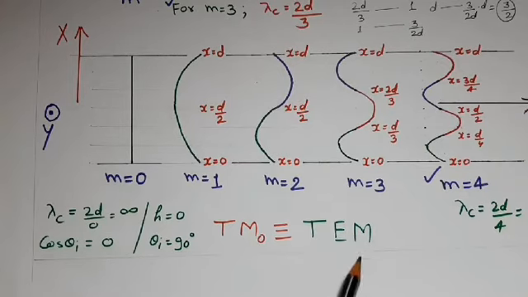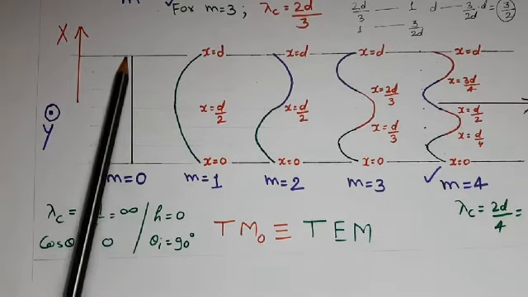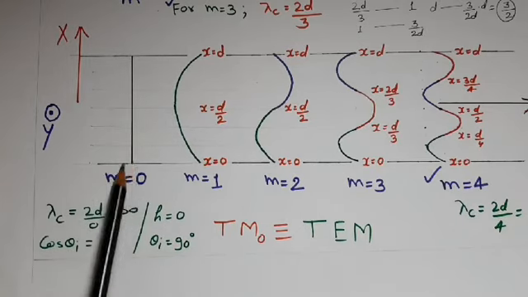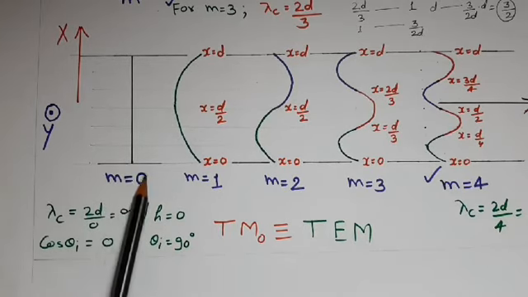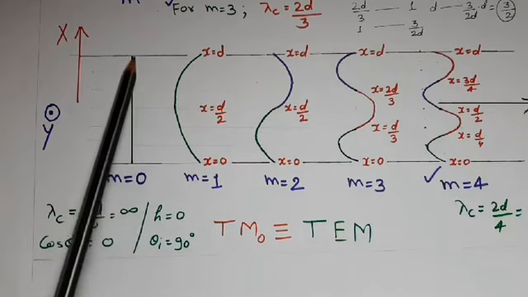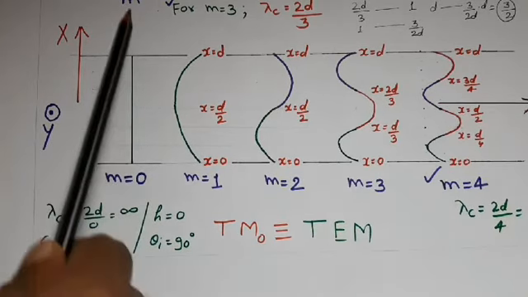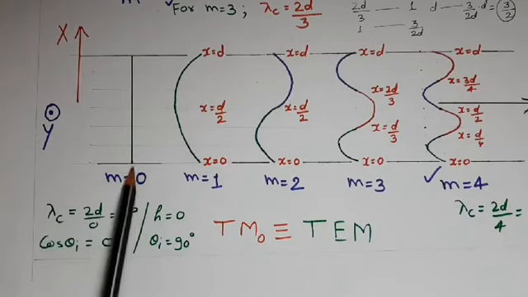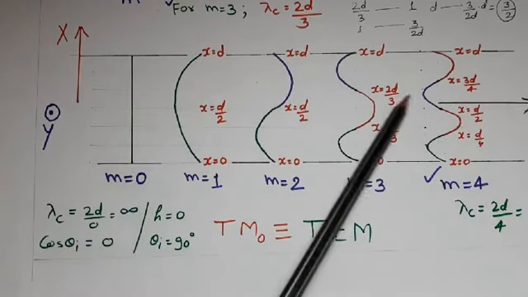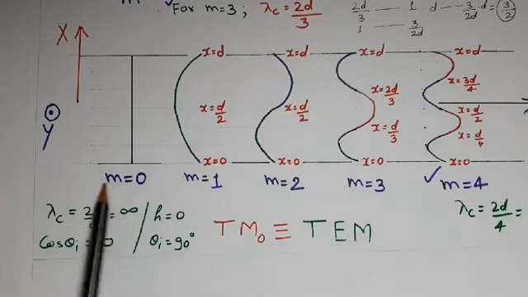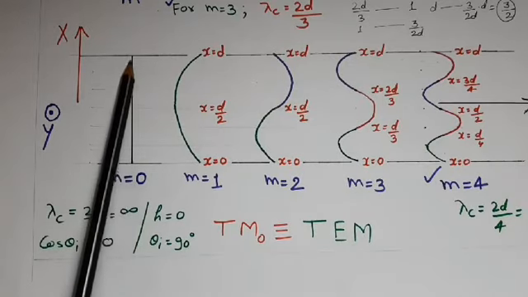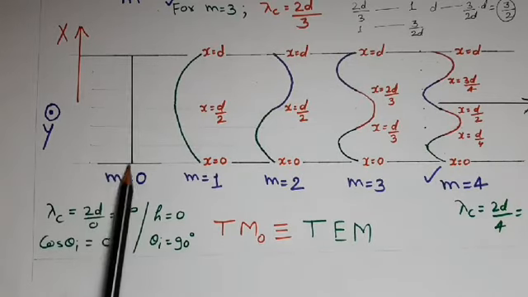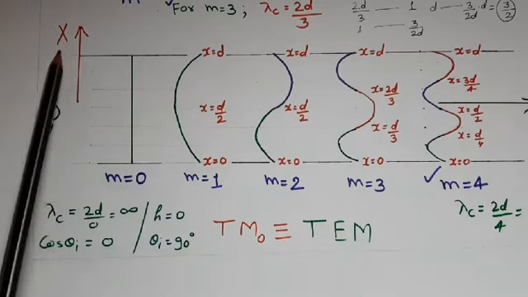m is equal to 0 means no variation is present along the x direction also. So we can say that for m is equal to 0, no variation would be present along the y direction as well as along the x direction. The field will remain constant in both these directions and only vary sinusoidally in the z direction. So m is equal to 0 can be shown just by a straight line. This straight line shows no variation of field along the x direction also.